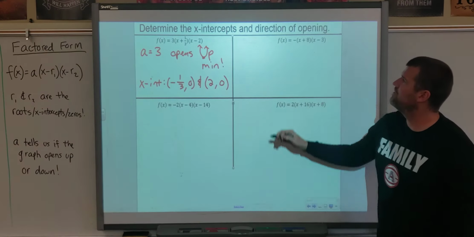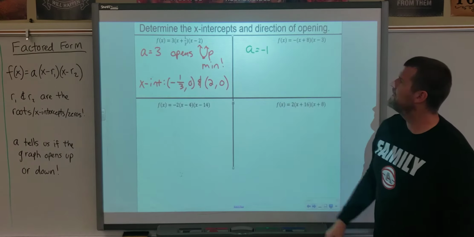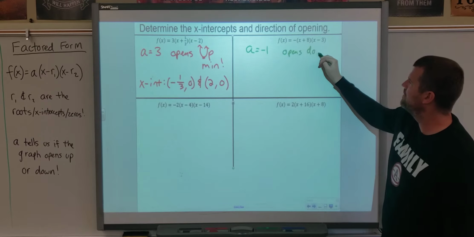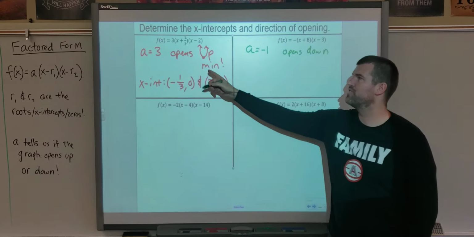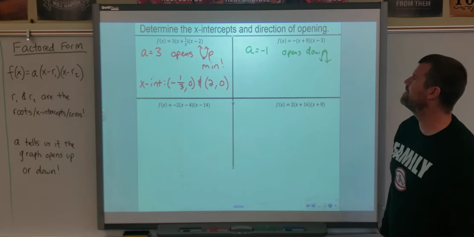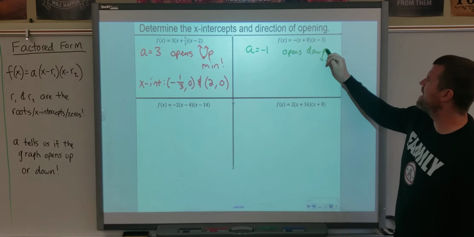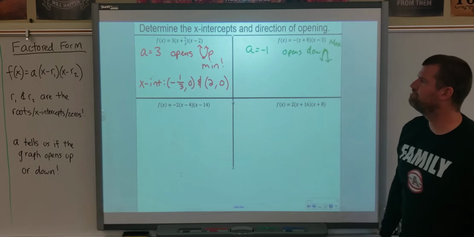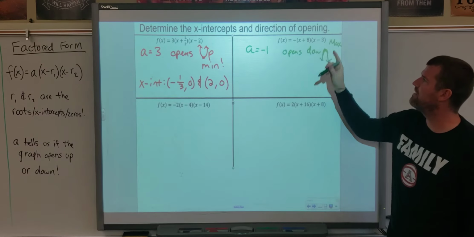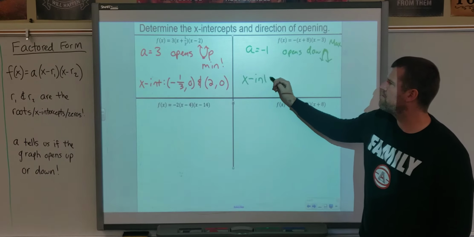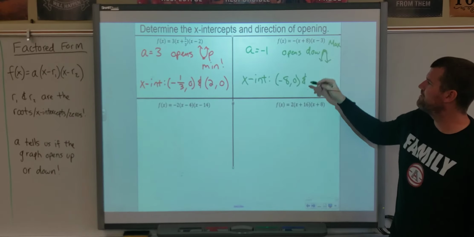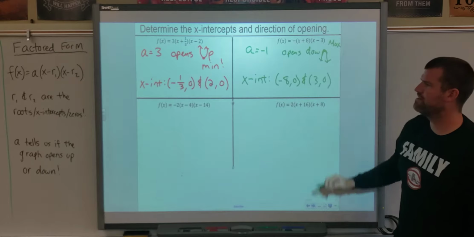For the next one, our a value is negative 1. If our a value is negative, we know the graph opens down. You ready for this? I turned the u into an up parabola. Let's turn this n into a downward parabola. Look at that, opens down. If it opens down, that means we have a maximum. The other thing factored form is going to tell us is our x-intercepts, which would be the opposite of 8 and the opposite of negative 3. So our x-intercepts are the opposite of 8, which is negative 8, and the opposite of negative 3, which is positive 3.